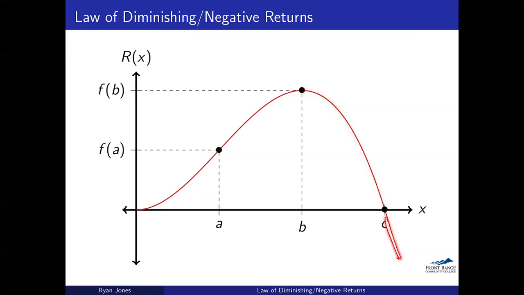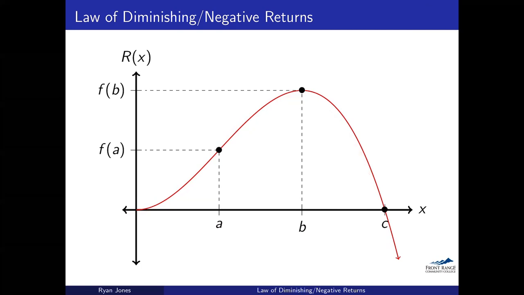And obviously down here, now you're making way too much. If you're producing more than C units, then you're going to be making negative revenue. It's going to cost you more money to make your good than you would get from selling it. Most revenue functions have this general shape, and that gives us two different laws that we can talk about: the law of diminishing returns and the law of negative returns.